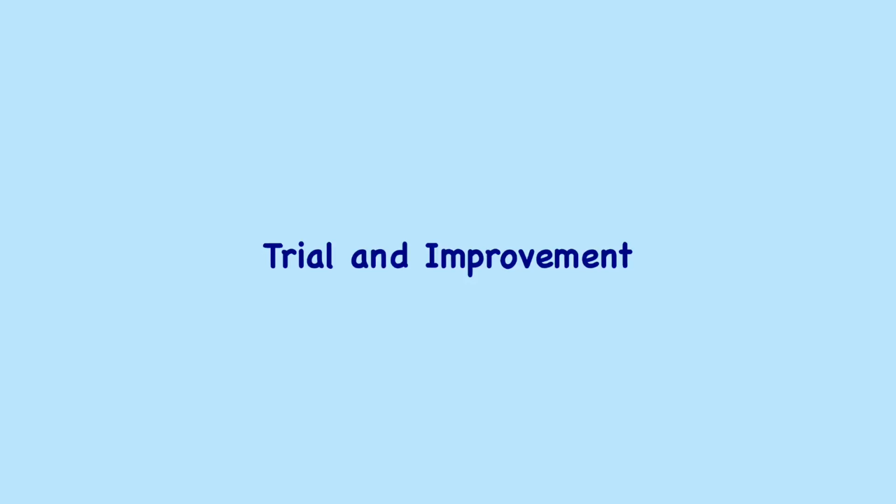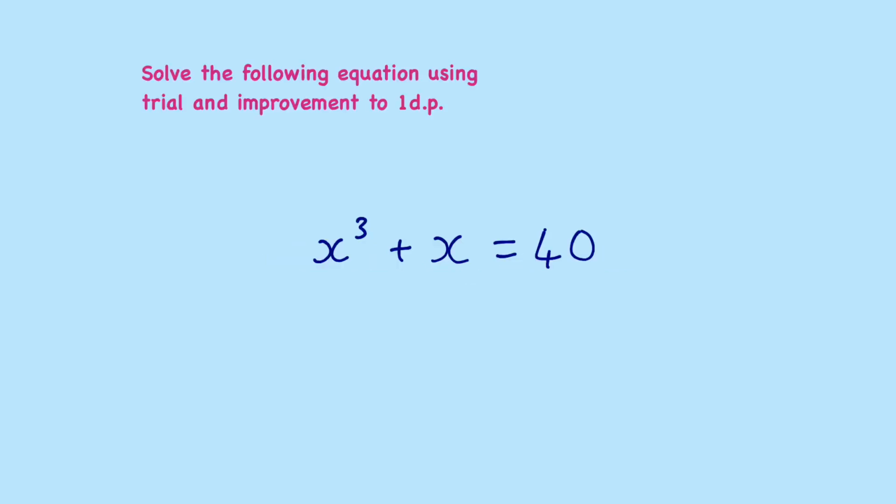Trial and improvement. If we were asked to solve the following equation, it would be quite difficult to do. However, there's a method which we can use which can give us an approximate answer. This is called trial and improvement.